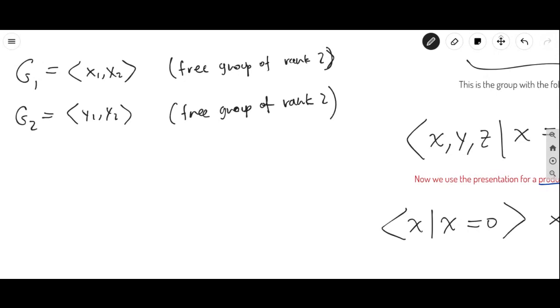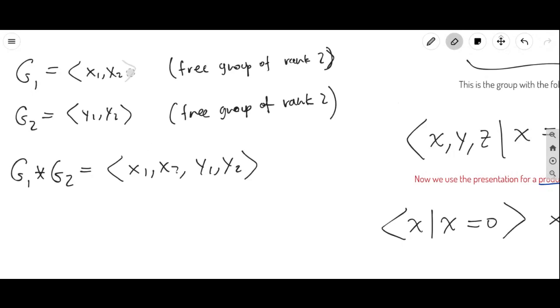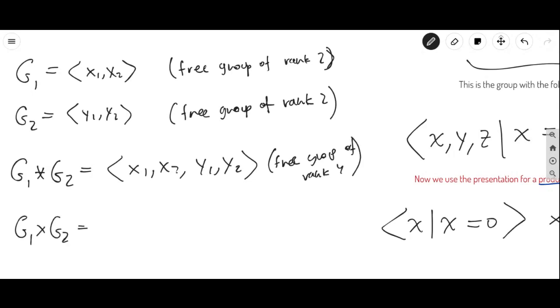The way you find the coproduct between these two, it's like a disjoint union. You just put these together, and you also copy and paste the relations. There are no relations here, so you do not write them down. So it would just be this. This is the free group of rank 4. But if you want to find the product between them, it's like a coproduct. This is the free product, in the sense you do not introduce any extra relations.